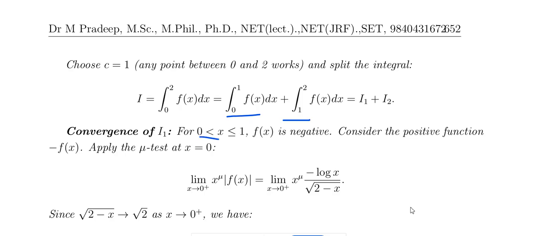Okay, so 0 to 1ல f of x is negative. So f of x என்றது 0 to 1ல negative. இப்போ தான் பார்த்தா log 0 minus infinity, log 1 value 0. அதனால் consider the positive function minus f of x. So apply the mu test at x equal to 0ல. x equal to 0ல mu test apply பண்ணோன்னா இங்கே x minus 0 whole power muன்னு போடுவோம் இல்லையா, mu into f of x. So அதை போட்டிங்கன்னா x power mu into f of x, limit x tends to 0 plus.